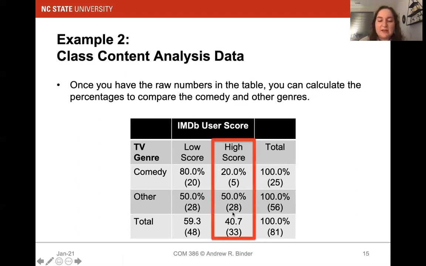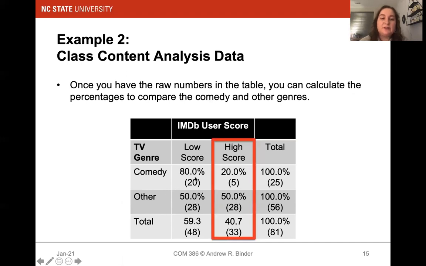Okay, we'll look at the high score. So even though there were more TV shows that fall into the other genre, so they're not comedies, they can be any other genre, we have 28 here, which is 50%, and only 5 here being 20%. The percentages aren't necessarily as far off as we would expect them to be, especially given these numbers.